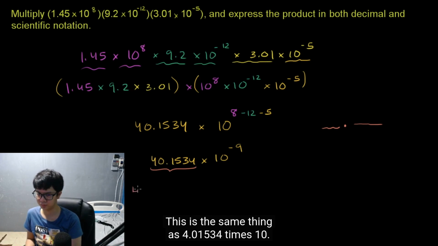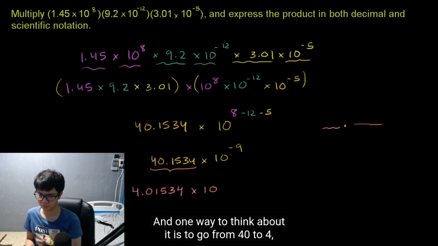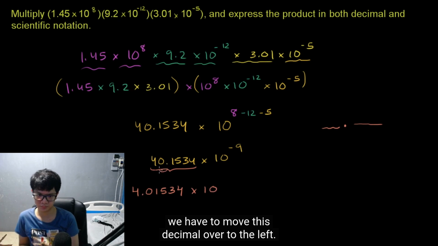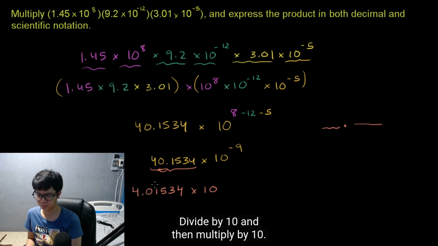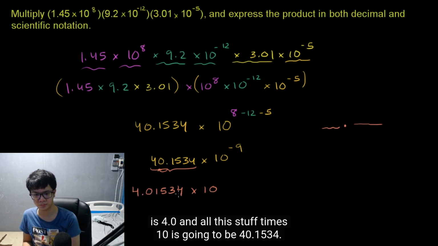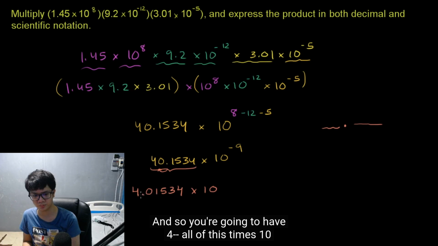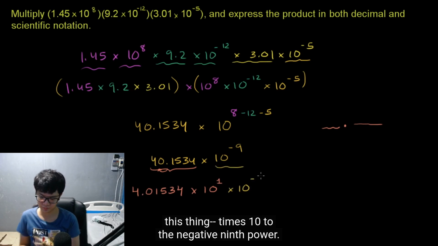This is the same thing as 4.01534 times 10. And one way to think about it is, to go from 40 to 4, you have to move this decimal over to the left. Moving the decimal to the left, you're dividing by 10, so you have to multiply by 10 so it all equals out. Divide by 10 and then multiply by 10. Or another way to think about it is, 4.01534 times 10 is going to be 40.1534. And so you're going to have 4, all of this times 10 to the first power, that's the same thing as 10, times this thing, times 10 to the negative 9 power.